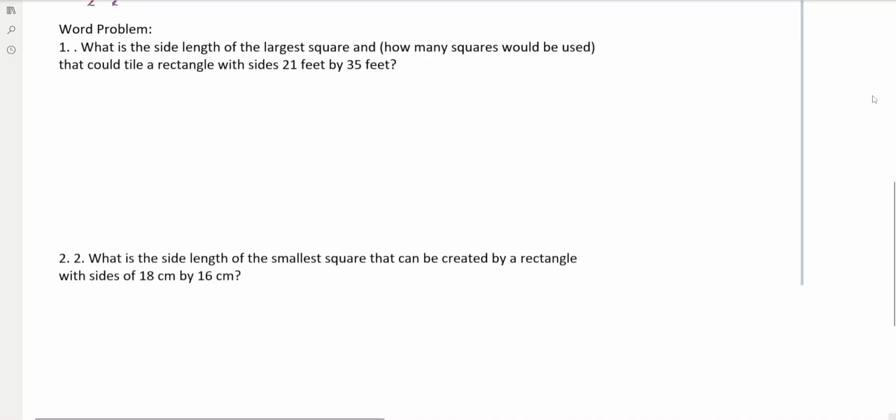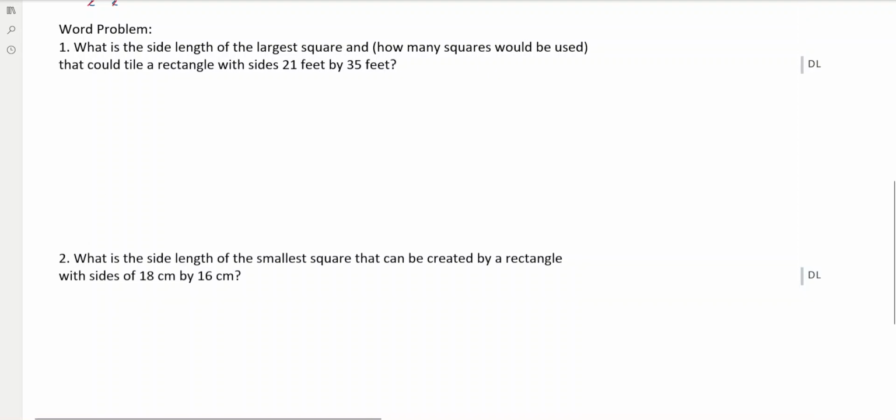Alright, here are 2 word problems to try based off the same idea. The same sort of word problems here. We're talking about what is the side length of the largest square and how many squares could be used. So if we're doing largest square, this gives us a hint that it's GCF, greatest common factor. So what we're going to do is we're trying to make a square, but we're tiling it with a rectangle like this. So our rectangles have to together make a square.